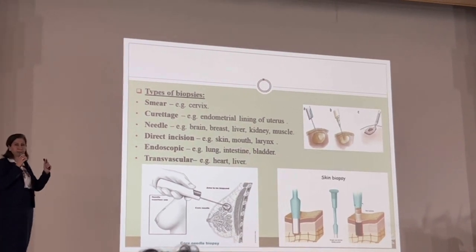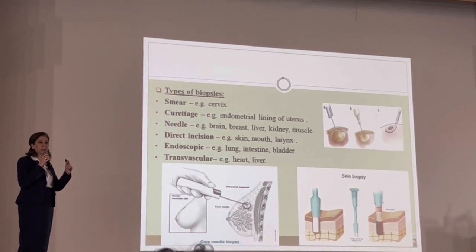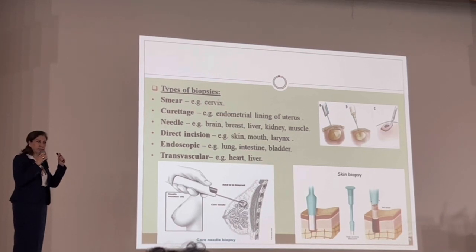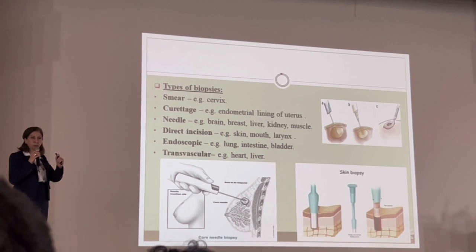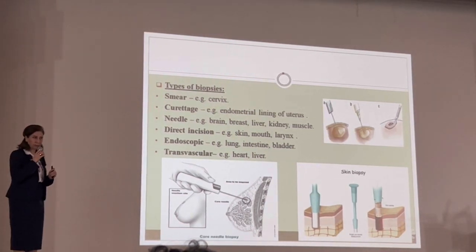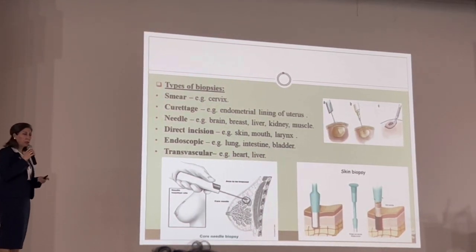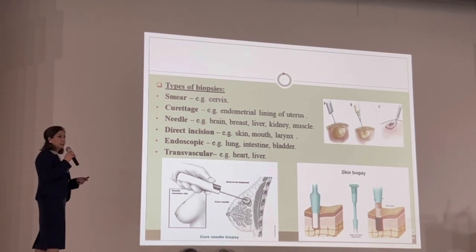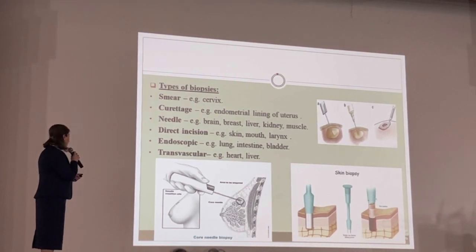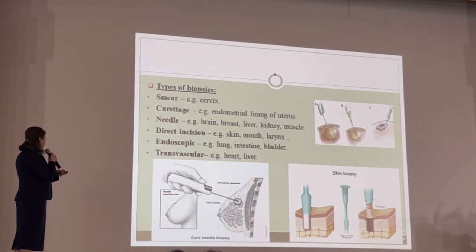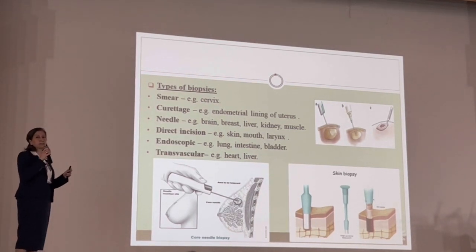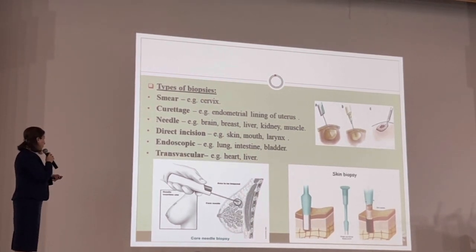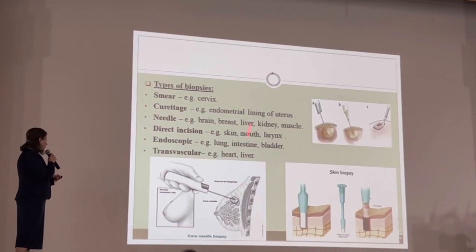At the end, at the top of the instrument, you have a sharp knife-like material. It can take small biopsies whenever the surgeon wants, from the wall of the alimentary canal or from the wall of the respiratory tract airways. So it is used in the lung, in the intestine, and inside the bladder. The transvascular, from its name, is inside the vessels of each organ. For example, from the heart or from the liver.